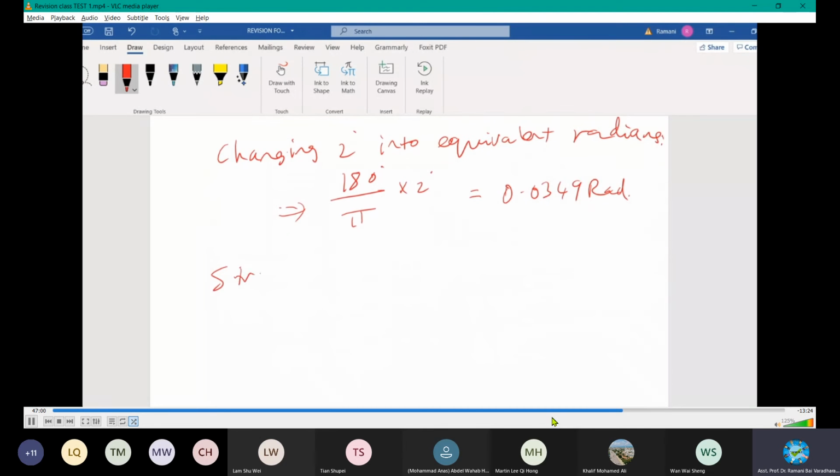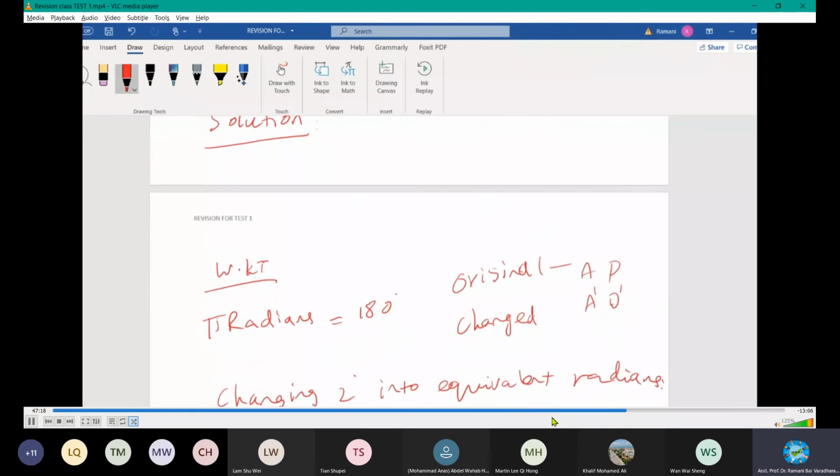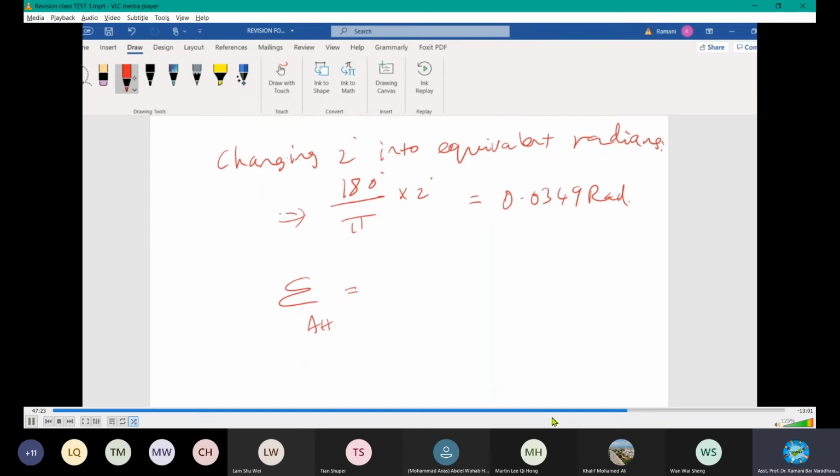Solution. The strain at... what are you asked to find out? Strain value, correct. I just use the formula itself, epsilon. Let's write the formula. What values do you need? AH, CG and DF. Epsilon AH is equal to the change in length at AH divided by the original length.